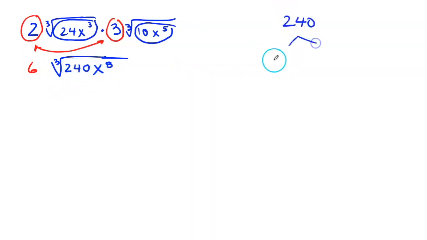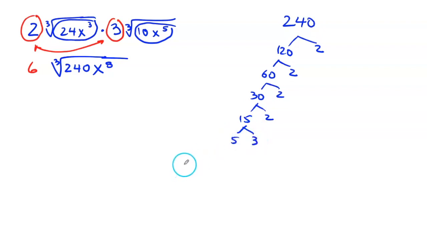Bring the 240 here, and here we go. You can break the 240 any way you want. I always divide it by 2. 120 divided by 2. 60 divided by 2. 30 divided by 2. 15. I can divide it by 5, so 5 times 3.